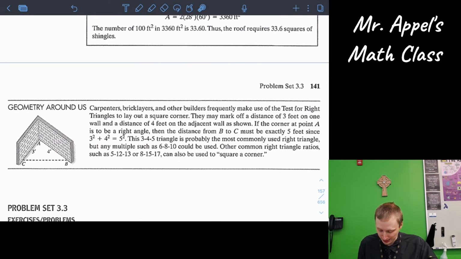Good job, textbook. I didn't even need to bring it up myself, but there you have it. Once again, notice how common these Pythagorean triples are, because they're so easy to calculate.